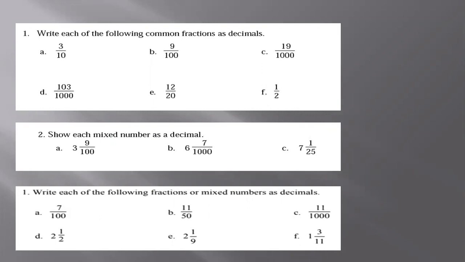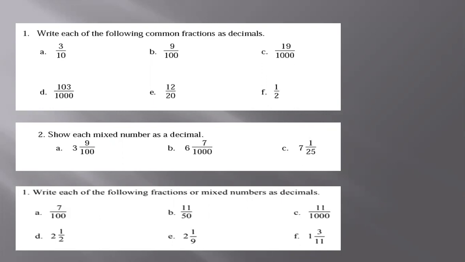No, 25 does go into 100. Multiply each one by 4, so you get 4 over 100. So then it equals 7 and 4 over 100. So the answer would be 7.04. So 7 and 1 over 25 equals 7.04.